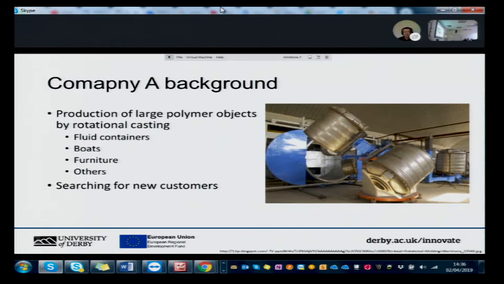What is typically made this way? Fluid containers, boats, furniture, and others. And obviously, as every company, they are always looking for new customers.